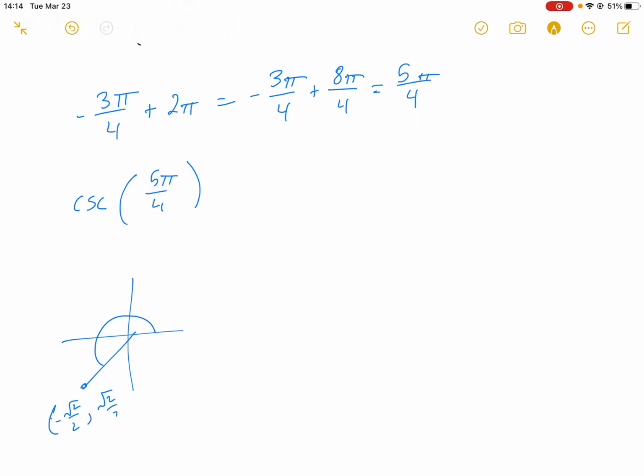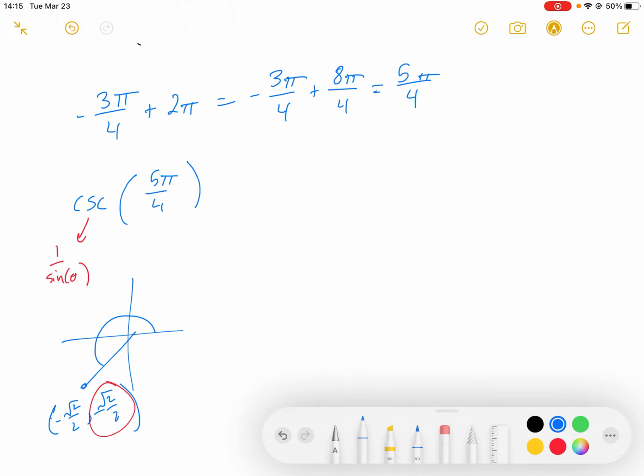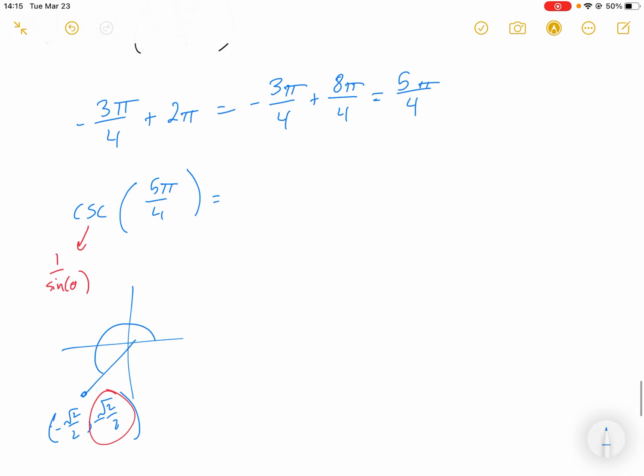It's root 2 over 2, but they're both negative. Cosecant is the reciprocal of sine, don't forget. So this was 1 over sine of theta. And sine is the y value, so what I have to do is take this and actually flip it. So I'd end up with negative 2 over root 2.